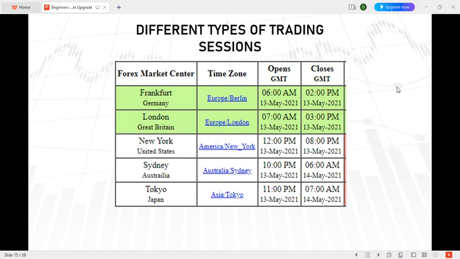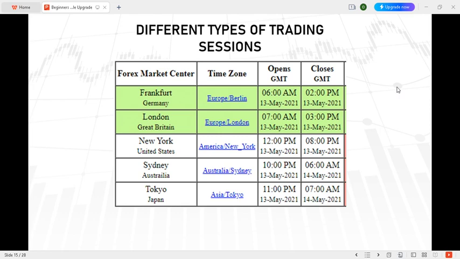You might want to ask me, in the London session, or the European session, what currency pairs do we trade? We simply want to trade currency pairs that have the euro, the Great Britain pound attached to them, and the Swiss franc, which we call the CHF. So you want to trade GBP, you want to trade CHF, and you want to trade the euro. During the London session, that is what you want to trade.